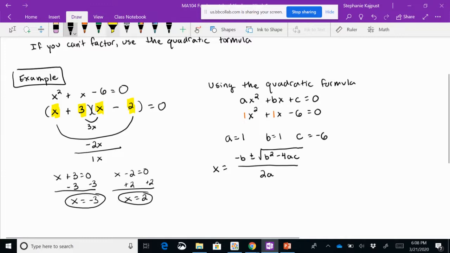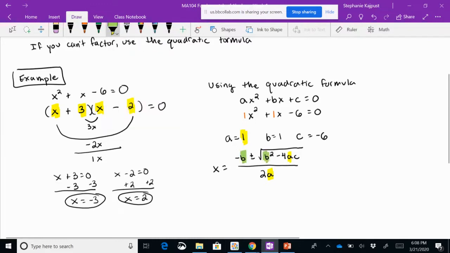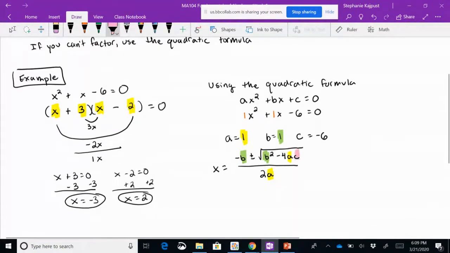So the first step is to actually plug in the values. Everywhere that I see a, I'm going to plug in 1 because a is equal to 1. Everywhere that I see b, I'm also going to plug in 1 because b is equal to 1. And everywhere that I see c, we are going to replace that with negative 6. So we're going to be plugging in numbers in multiple places here, and it's important to plug in the correct numbers. So color coding could be very helpful here.